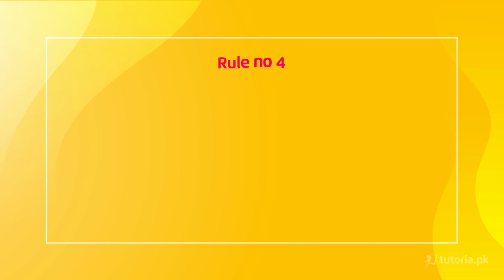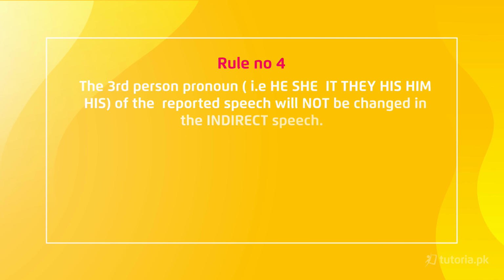Now, rule number 4. The third person pronoun he, she, it, they, his, him of the reported speech will not be changed in indirect speech. It means that if the reported speech already has he, she, it, they, his, him, then they will stay the same in indirect speech, with no changes.